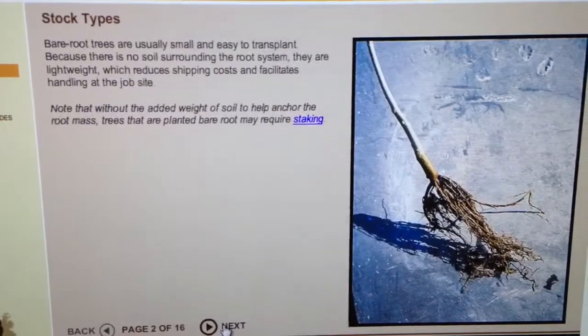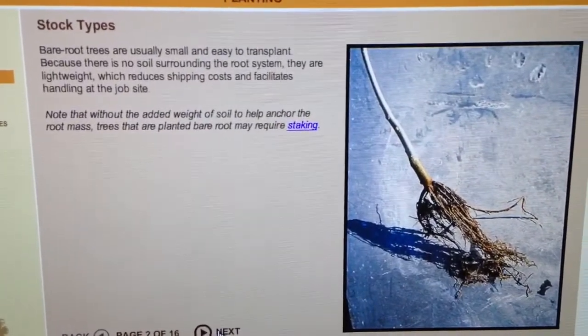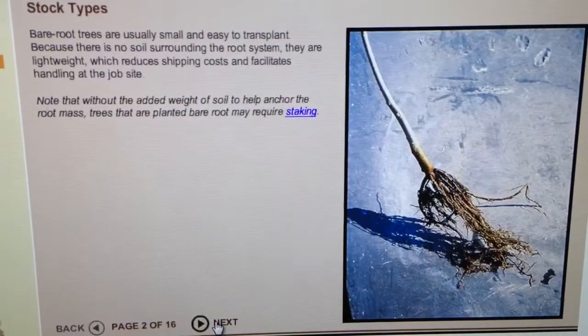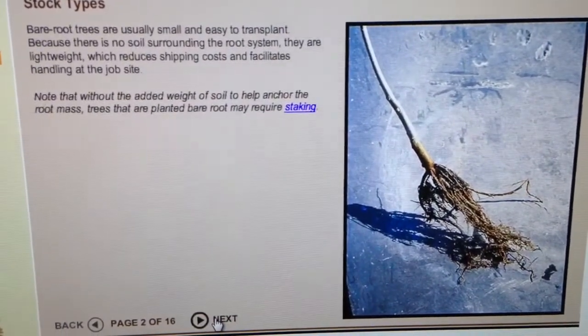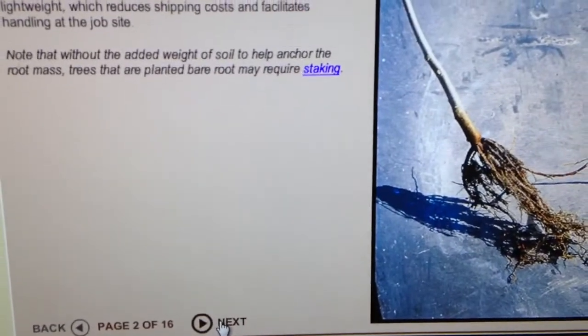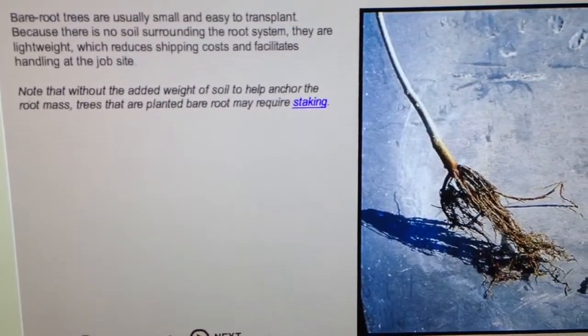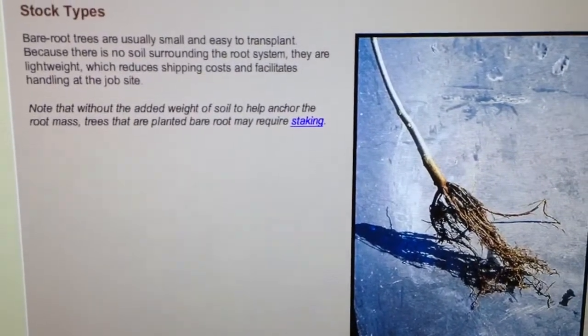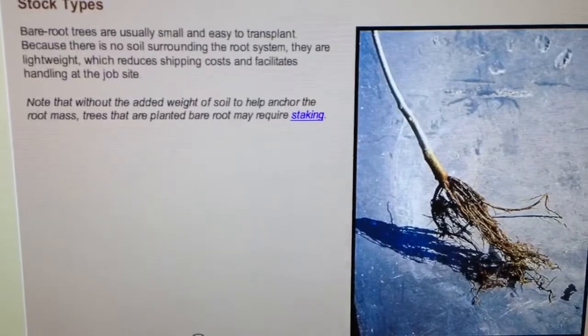Bare root trees are usually small and easy to transplant. Because there is no soil surrounding the root system, they are lightweight, which reduces shipping costs and facilitates handling at the job site. Note that without the added weight of soil to help anchor the root mass, trees that are planted bare root may require staking.